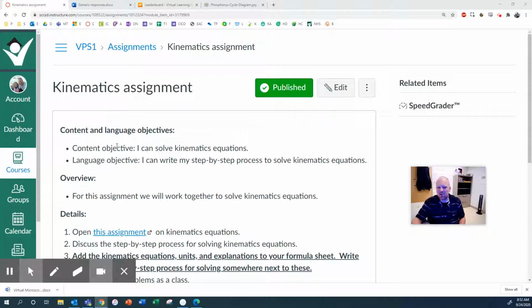Good morning. Today I want to go through how to solve kinematics equations. Kinematics is the study of motion. There are lots of variables. This can be a more difficult concept. So first, the content and language objectives.